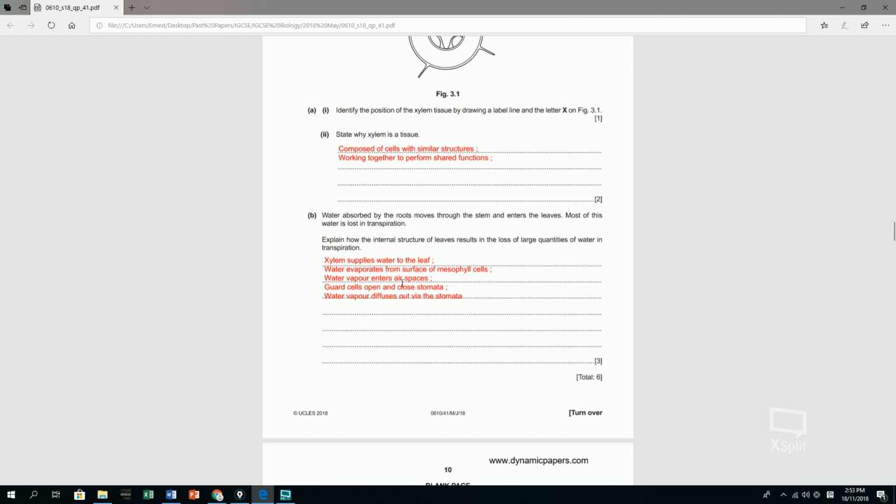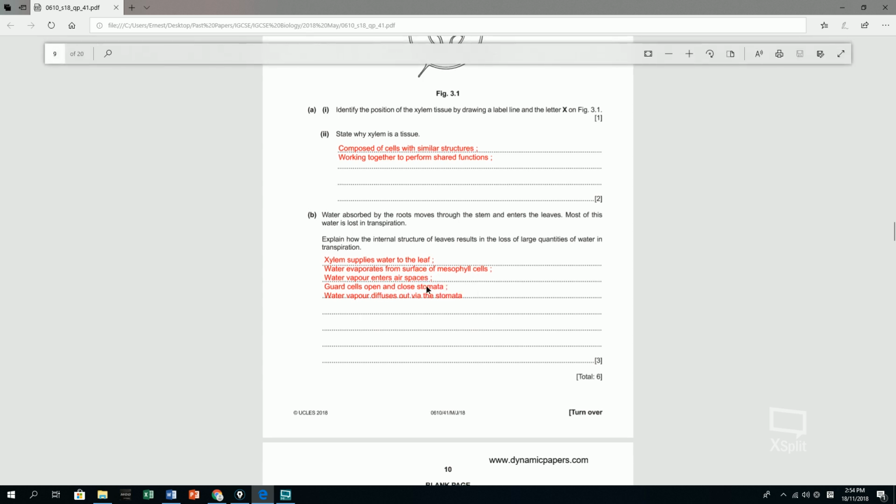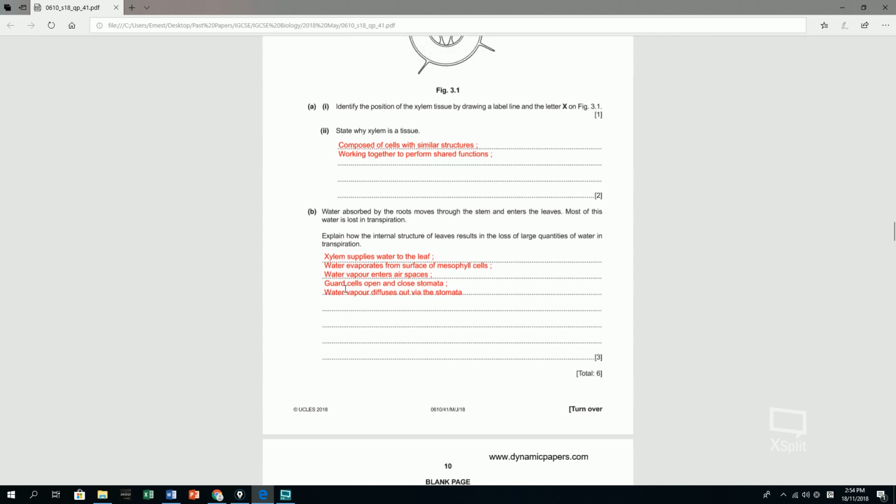And as it enters those air spaces, it will actually leave the leaf through stomata, which is a gap in the underside of the leaf created by guard cells. Okay, so the water vapor diffuses out through the stomata, and that's how transpiration happens, and that's how water is lost. So that's how the overall internal structure of a leaf allows that to happen.